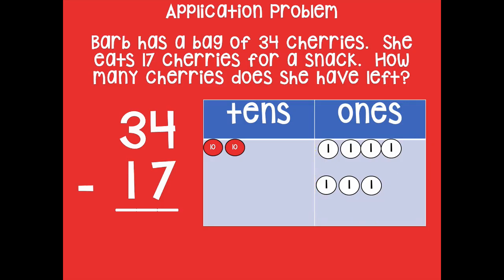Now I'm going to move over to my tens, which I have 2 tens left now. If I subtract 1 of them, I have 1 ten left. So now 34 minus 17 is 17. So hopefully you guys got that one too, to get your minds warmed up with subtraction.